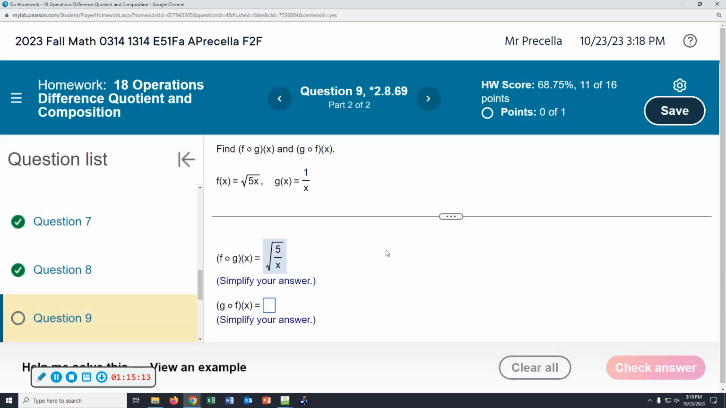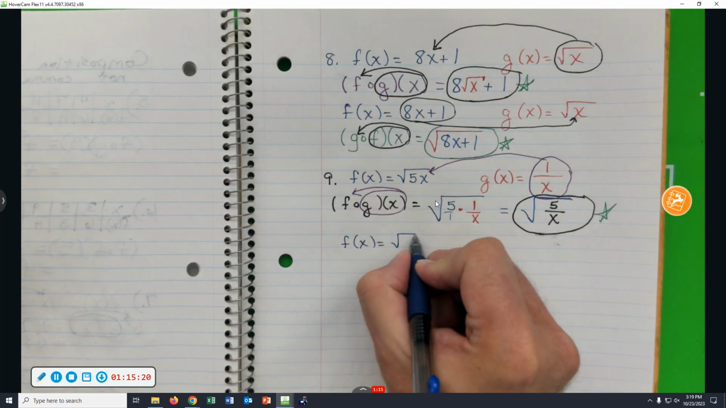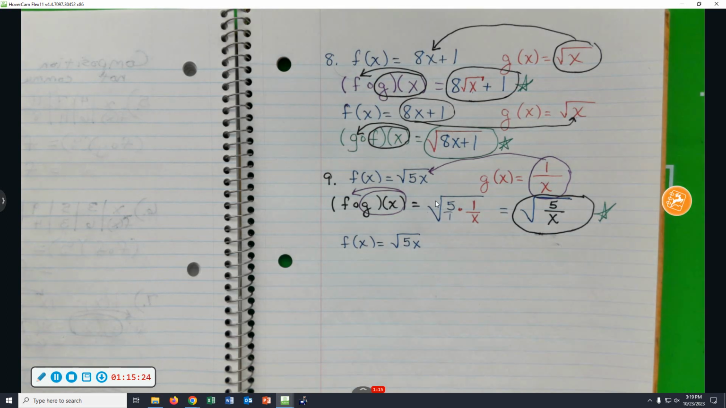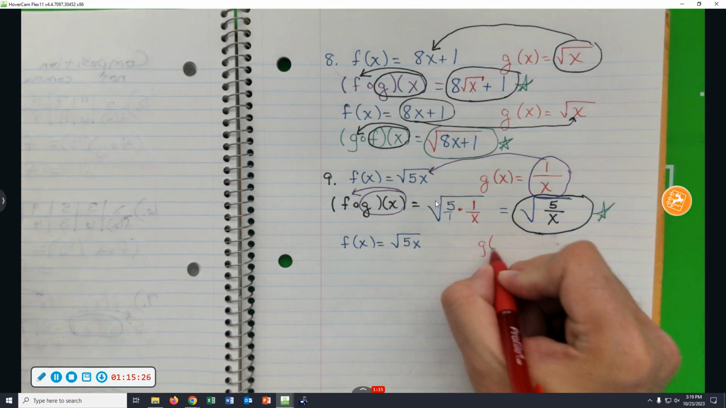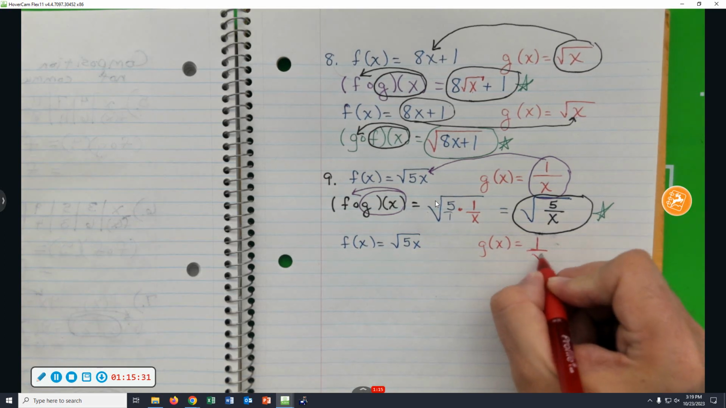Okay, so now we're going to do g of f of x. Twenty short years, we're going to be finished here. And I just like to recopy the problem, f of x equals and g of x equals, because I know it's a mess with those arrows and stuff.